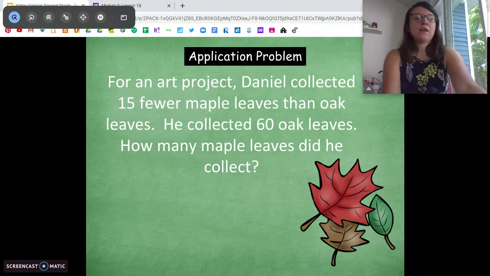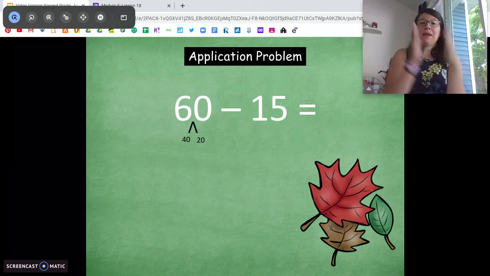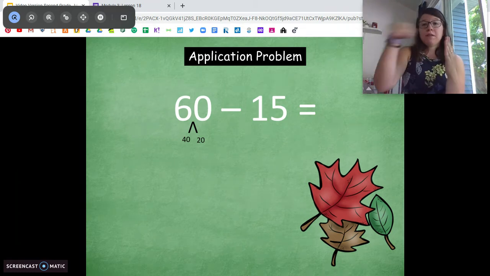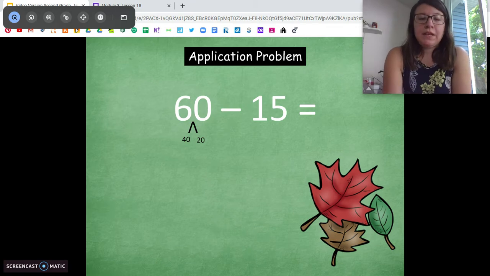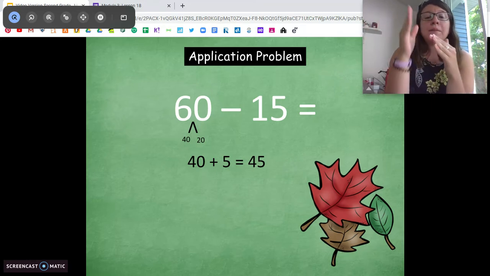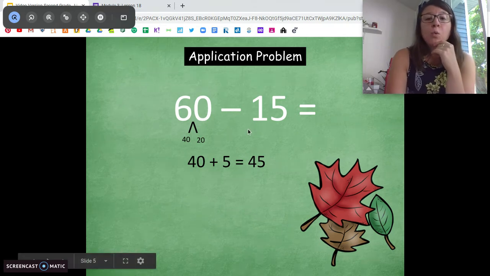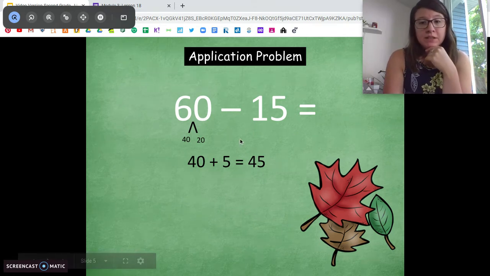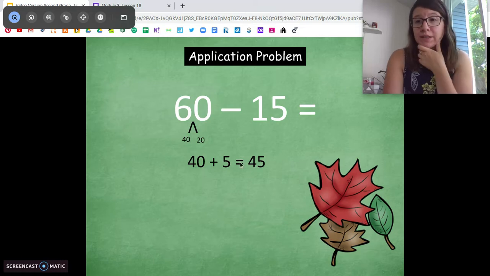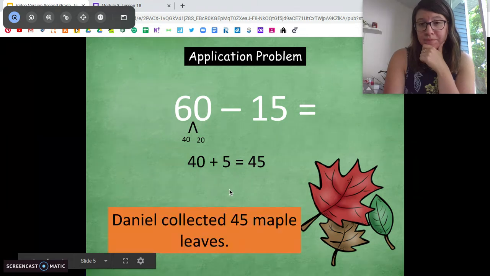Ready? Okay, so I solved it by breaking down 60 to make it easier for me to solve with the 15. So I'm going to do 20 minus 15, and I'm going to get 5. I know that easy fact off the top of my head. And then I'm going to take the 40 plus the 5, my extra 40 here, to get 45. What does this 45 mean? Is it 45 monkeys? Is it 45 trees? What does it mean? It's the 45 maple leaves he collected.